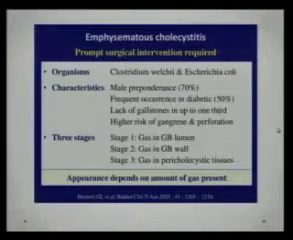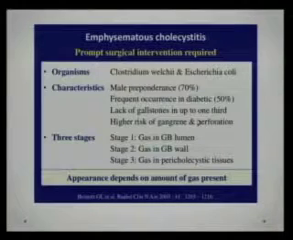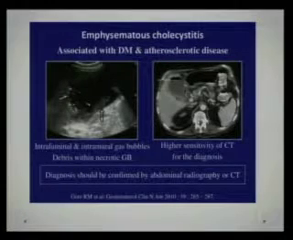Organisms are usually Clostridium or Escherichia coli, and the characteristics are male patients, frequently occurring in the diabetic population. They lack gallstones in up to 1/3 of patients, and they have a higher risk of gallbladder gangrene and perforation. There are 3 stages: stage 1, stage 2, and stage 3. They say that there is gas in the gallbladder lumen, second is gas in the gallbladder wall, and third is gas in the pericholecystic tissues. Can we tell these stages on ultrasound? Definitely not. And they say that like fluid, like sludge, like stones, even the air will seek gravitational dependence, and you can move the patient around and elicit the air.